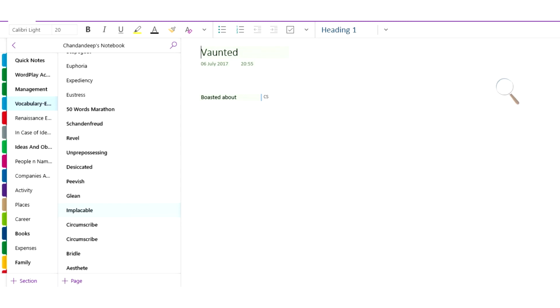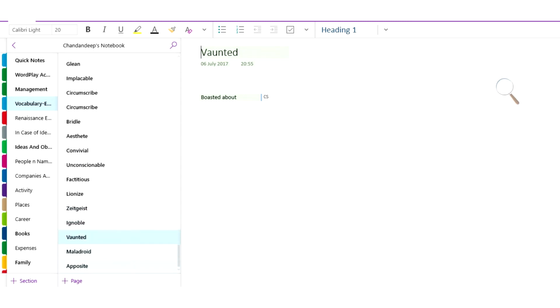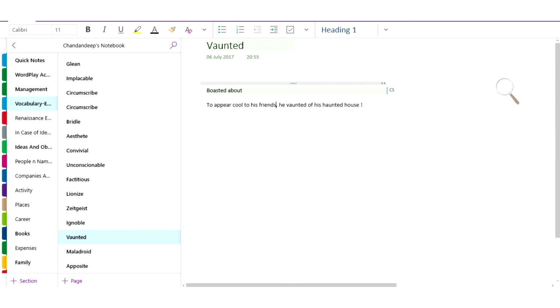and whenever I have time, I just open up this vocabulary list and I'll try to guess the meanings of the word that I just read. And if I do not remember, I'll try to memorize it or create a mnemonic. Like, for instance, I have this word called wanted, and I created this mnemonic to help me memorize it quickly. Wanted basically means boasted about.